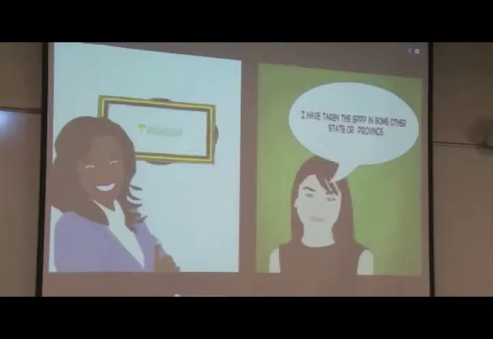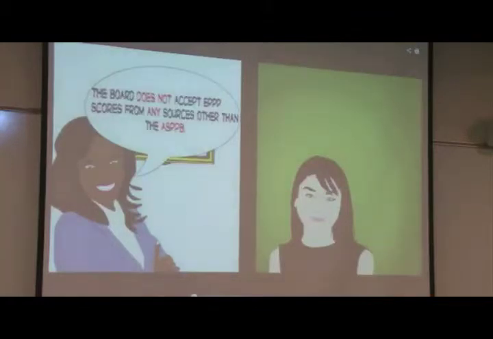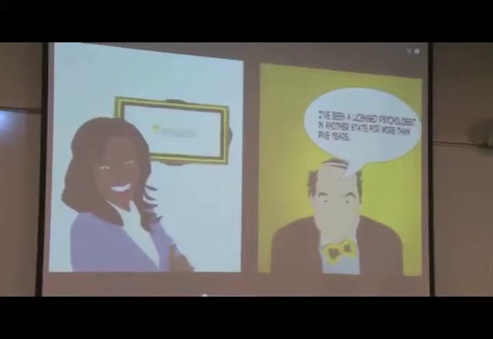I have taken the EPPP in the past in some other state or province. How do I have my scores reported to California? The Board of Psychology does not accept EPPP score reports from any source other than the Association of State and Provincial Psychology Boards, ASPPB. For more information about score transfers, please visit ASPPB's website at asppb.net.